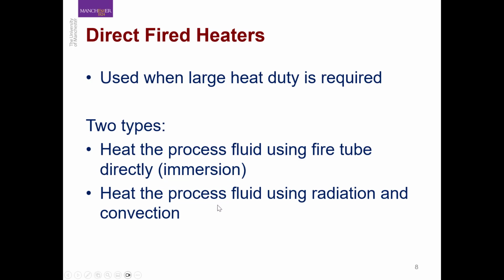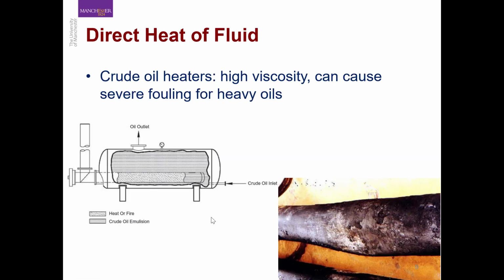And then you have the second type, what we call radiation-convection based direct fire heaters, in which the heat is transferred from the fire tube to the process fluid by the mechanism of radiation and convection. Okay, so let's have a look at these. Here is an example of the immersion type fire heaters, and these are very common in, for example, oil refineries, where you want to keep your oil hot because these oils have very high viscosities, and as such they can cause significant fouling to the process equipment.